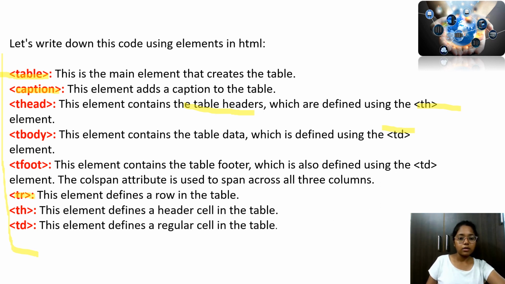The tr tag defines a row in a table. Then the th tag defines a header cell in the table. Then the td tag defines a regular cell in the table.